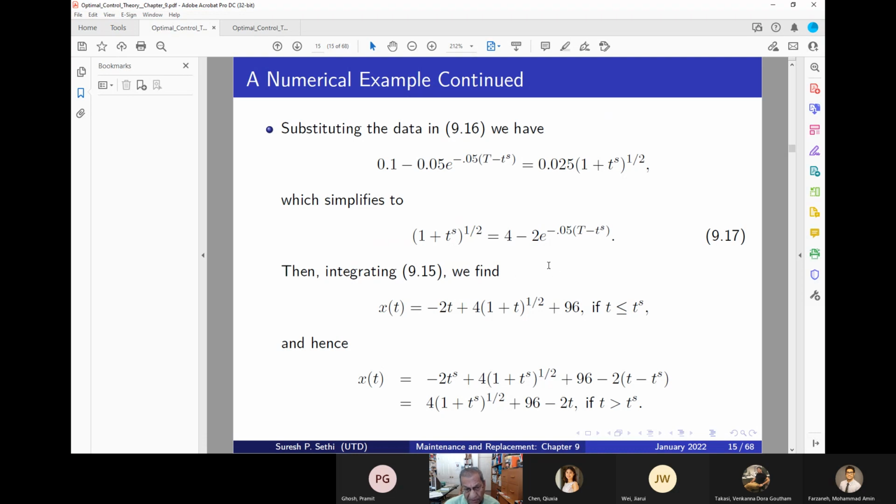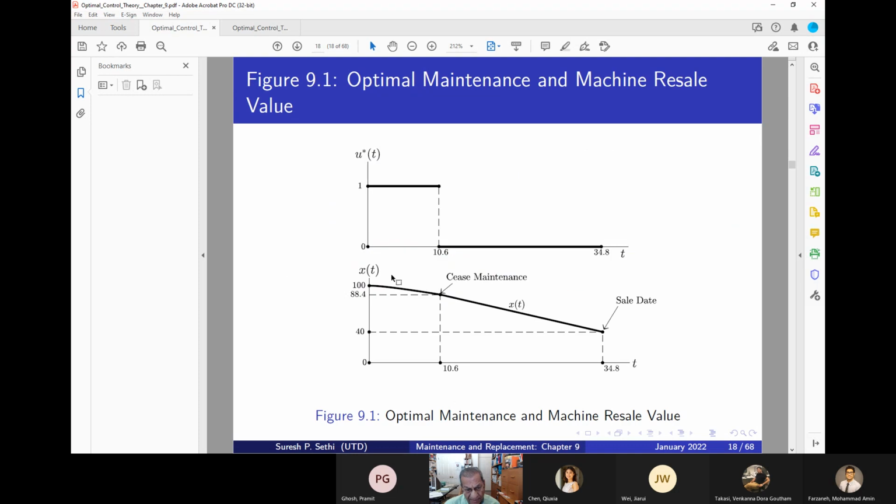TS can be put into this x equation, and you will see that the salvage value starts with 100 and then goes down slowly because you are maintaining at 1. So the salvage value will be retained to some extent, and you will slow down. Then at 10.6 we switch to no maintenance. We cease maintenance, and then it goes a little bit faster because there's no maintenance. The salvage value goes faster to a lower value, and at around 34.8, this machine will be sold at $40.